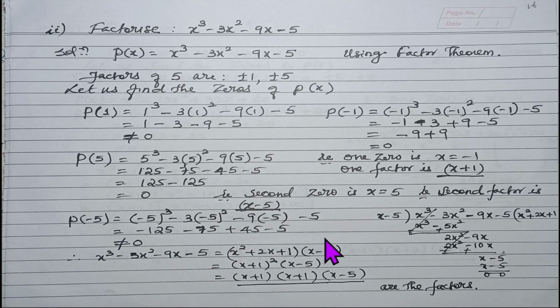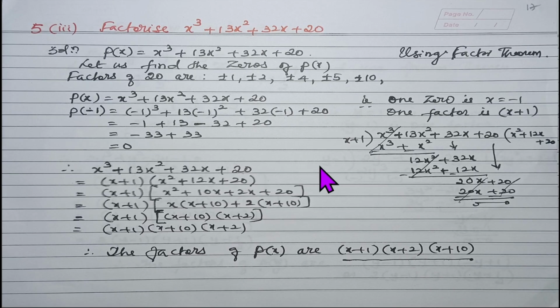This is the quotient and this is the divisor. So dividend is equal to divisor into quotient plus remainder. Remainder is not there, so 0, leave it. And therefore for x square plus 2x plus 1, we can go for the identity method and find the factors, that is (x plus 1) whole raised to square into (x minus 5), and (x plus 1) whole raised to square is nothing but (x plus 1) into (x plus 1) into (x minus 5). So the factors are x plus 1, x plus 1 and x minus 5. These are the three factors of the given polynomial. Please remember that.